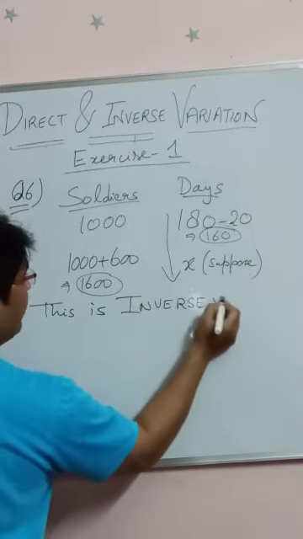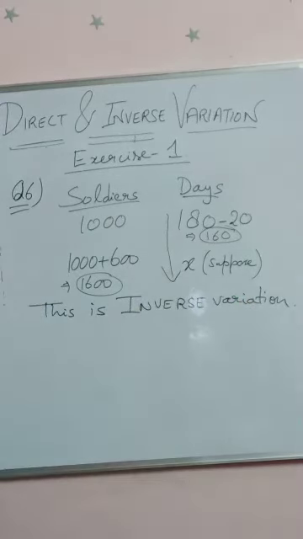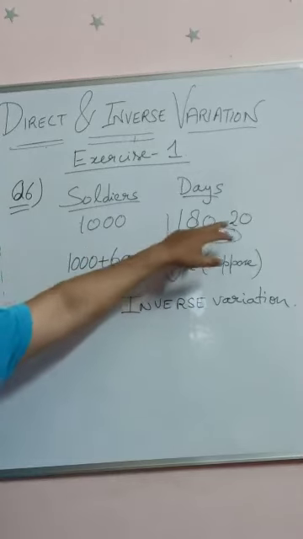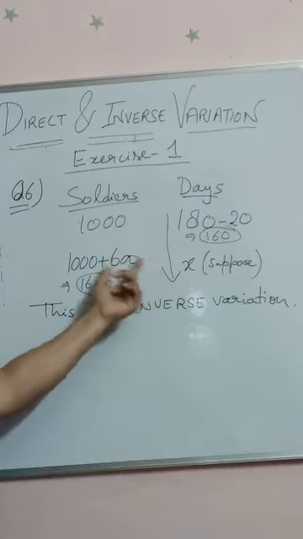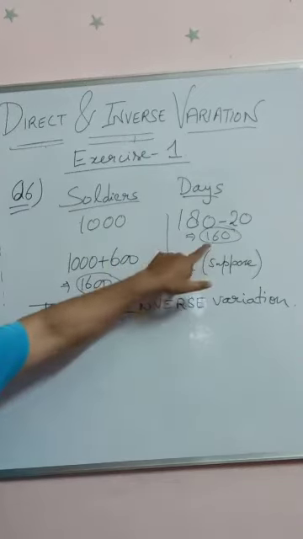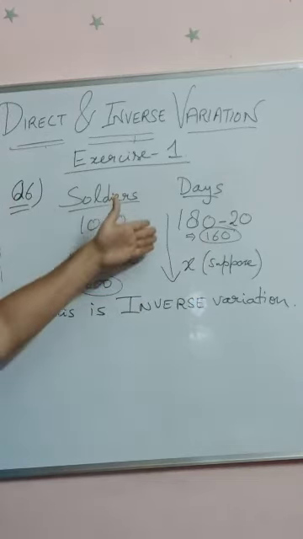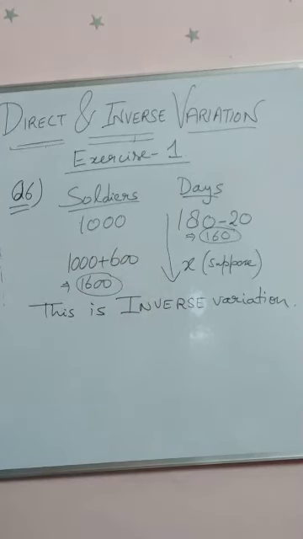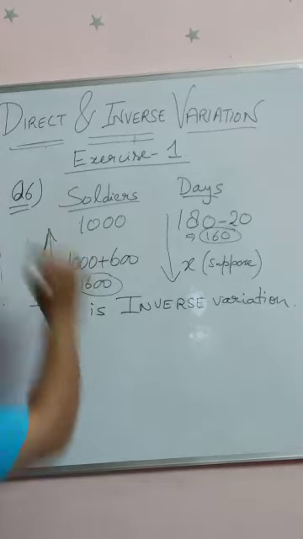Understand why it is inverse variation. The food which was left for 1,000 soldiers will last for 160 days because 20 days are already over. But now the surprise package is that 600 more soldiers joined in. Number of soldiers increased. Will the food last for these many days? No, it will be over soon. So that's why when the soldiers are increasing, the number of days for which the food will last will decrease. One increases, the other decreases. It is inverse variation. Opposite changes there. So where will be the arrow directed? The arrow will be directed in the opposite direction.